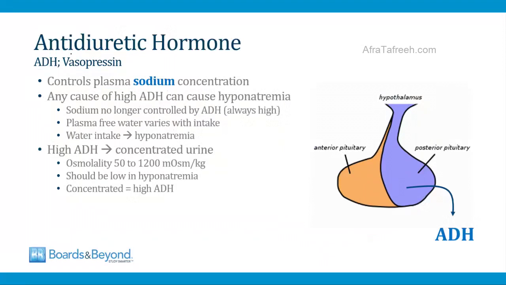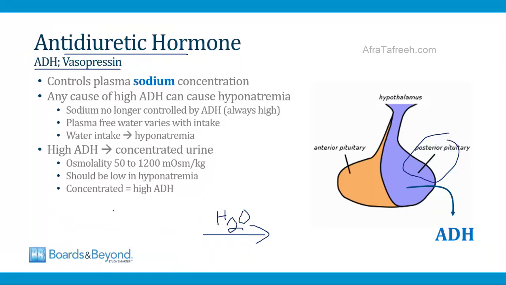The hormone that controls the amount of water in the plasma is antidiuretic hormone, also called ADH or vasopressin. This hormone is released by the posterior pituitary gland, and it goes to the kidneys, and it tells the kidneys to reabsorb water from the urine. So anytime there's lots of ADH around, lots of water is going to get reabsorbed from the urine. This is going to make the urine relatively concentrated.